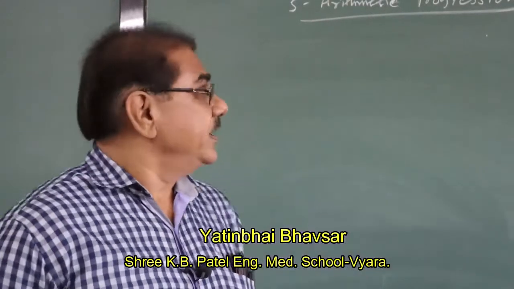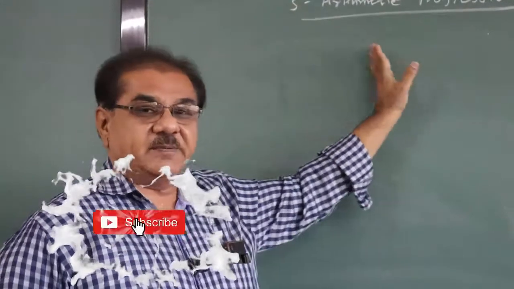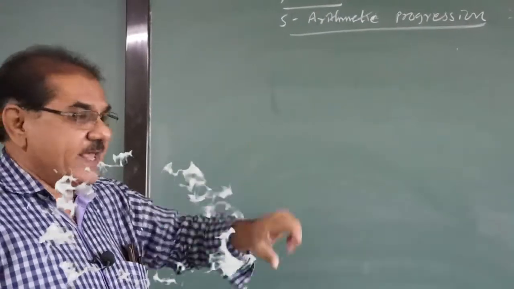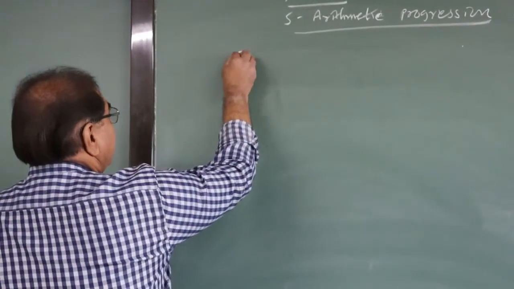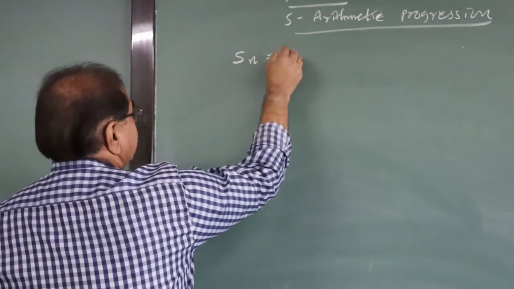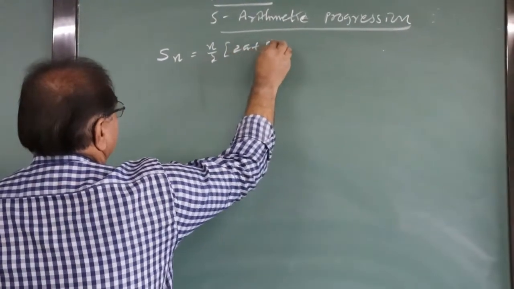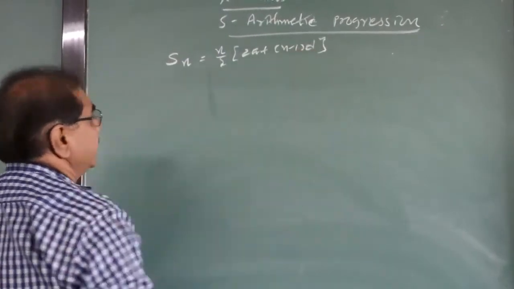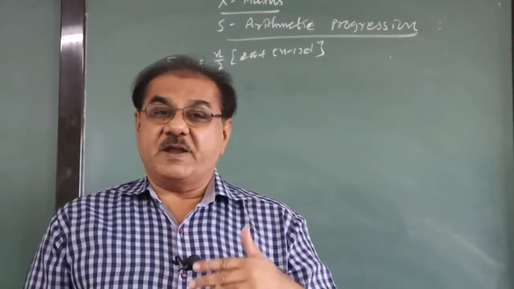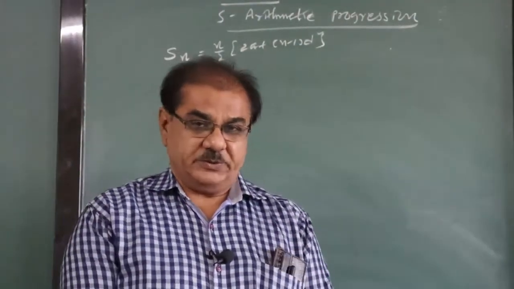Hello friends, in standard 10 maths, we are doing chapter 5 nowadays, that is arithmetic progression. In the previous chapter, we took an example and derived the formula for the sum of the first n terms: Sn is equal to n by 2 into bracket 2a plus n minus 1 into d. Again I take the same example and one more example, and we will use this formula. I narrate the same story to you.